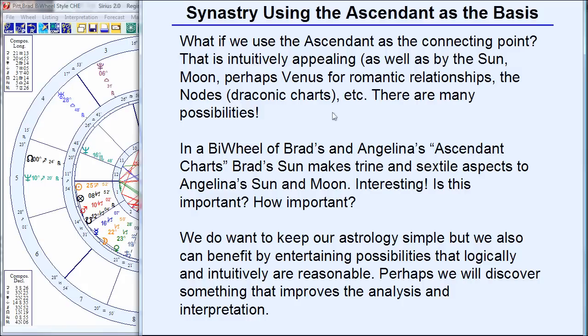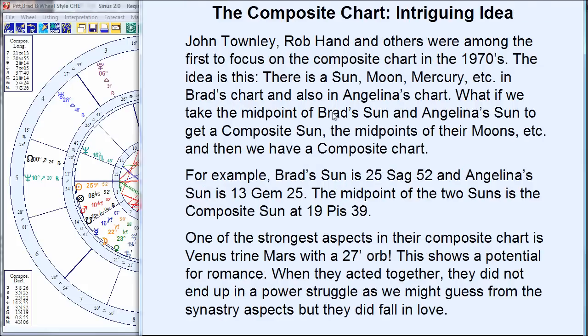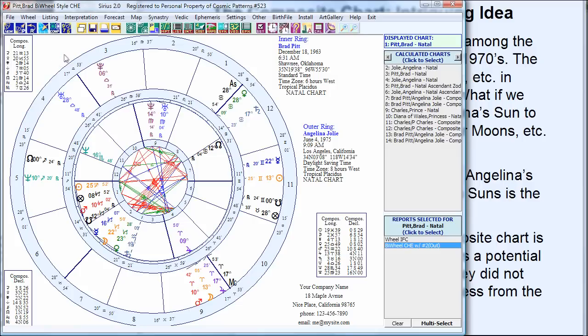Okay, so I've already described all this, that the aspects between the charts depend on the connecting point, but in the composite chart they don't. Now let me tell you what the composite chart is. John Townley wrote a book about it in the 1970s, and then Rob Hand wrote about it. Other astrologers got excited about it, and this is the idea. The idea is this.